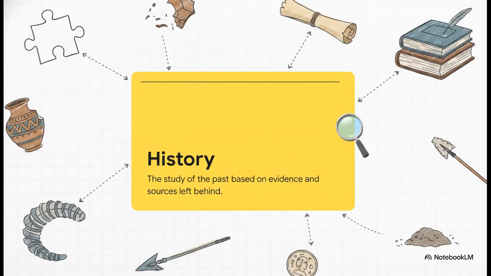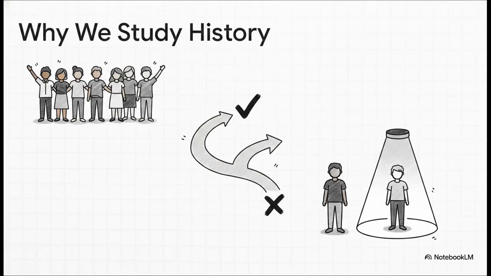So history isn't just some boring list of random dates you have to memorize. It's an active, ongoing investigation. It's the study of the past based on real evidence, records, objects, and accounts left behind by the people who actually lived it. It's a dynamic process of piecing together a massive puzzle using whatever artifacts managed to survive through the years. But why do we even put so much effort into this investigation?